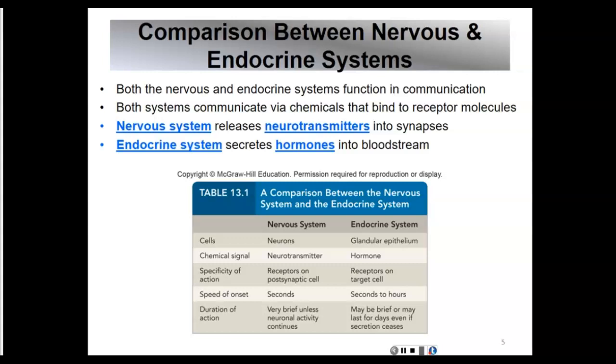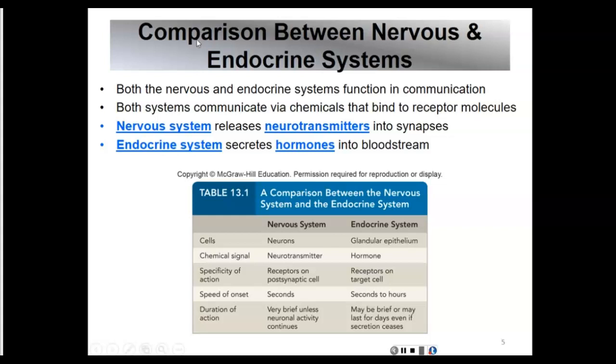Often the nervous system is paired with the endocrine system because they communicate together. Both systems communicate via chemicals that bind to receptor molecules. The nervous system releases neurotransmitters into the synapses, and the endocrine system releases or secretes hormones into the bloodstream.